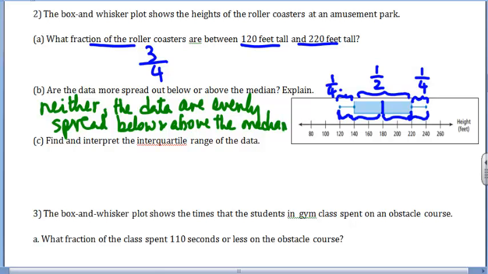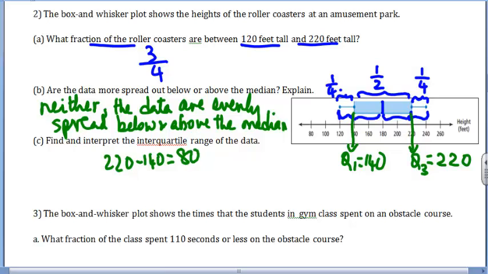Okay, now let's go on to the next question. Find and interpret the interquartile range of the data. This is the easy part. This is your Q1, which is 140. This is your Q3, which is 220. And so the interquartile range is 220 take away 140, which is 80. And don't forget the units, 80 feet.